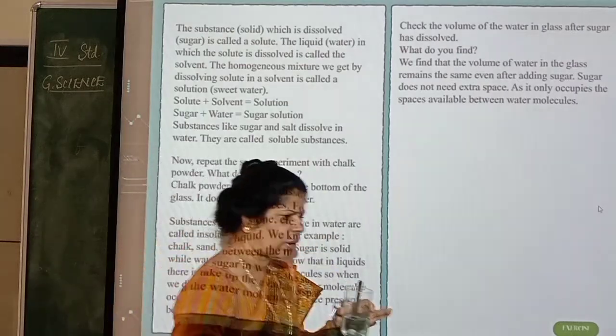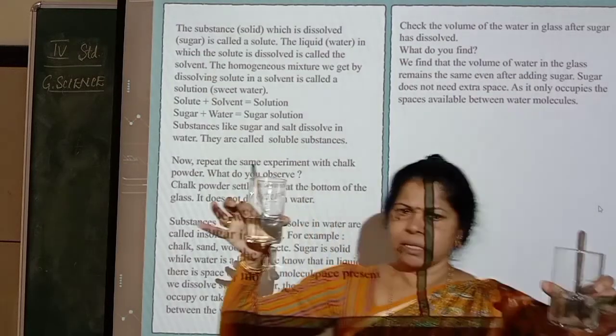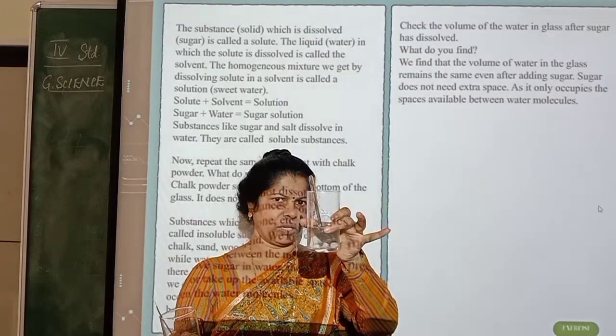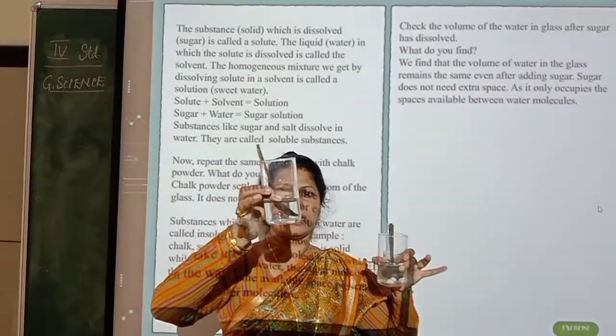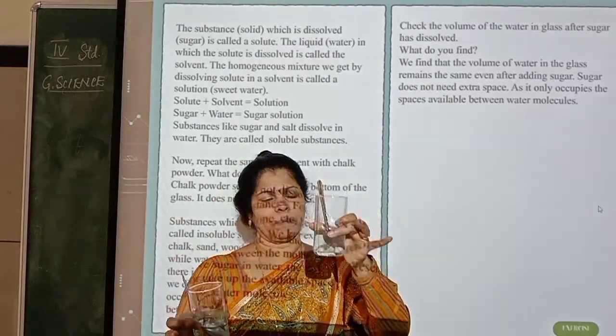But in the sugar solution, it is getting mixed with water, isn't it? So you can see this is the sugar solution and this is the chalk solution. Here it is not dissolved. Here it is dissolved. So this is soluble. This is insoluble. Got it?